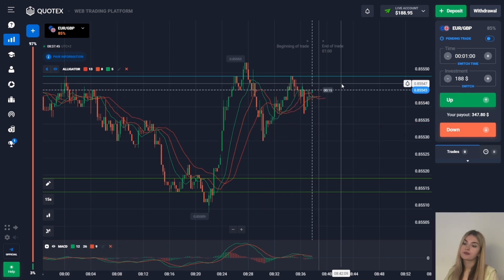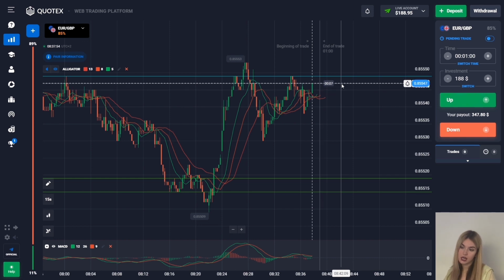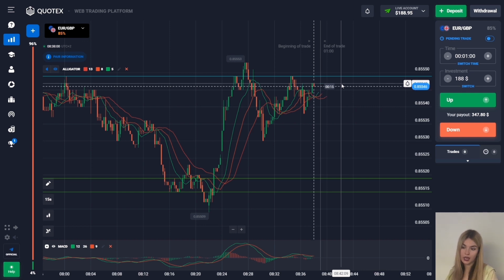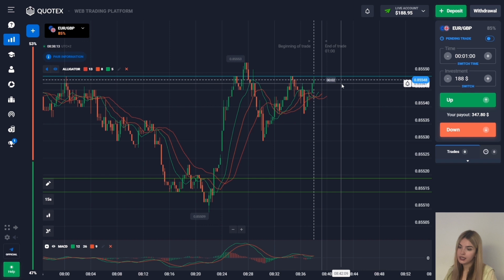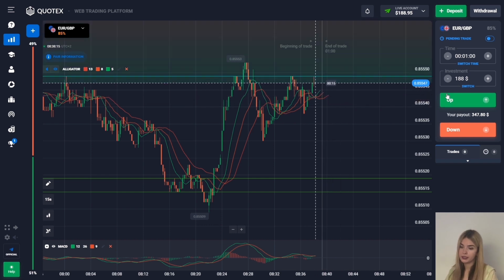We look further, guys. After the correction, the price returned to the resistance level without breaking through it and rolled back a little. You can also notice the price is compressed to this level. Therefore, I would consider deals for going up, waiting for the green alligator line to go above the other lines, because the MACD lines are moving too slowly, but at least they're above zero. And guys, I will open a deal for 1 minute.